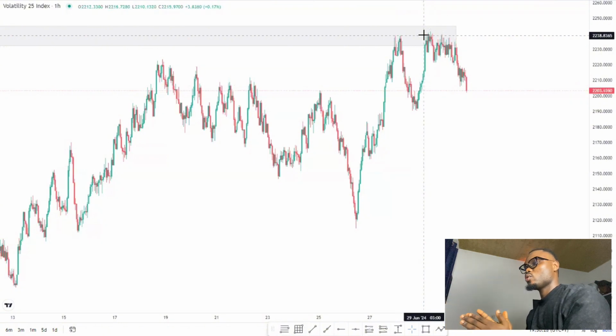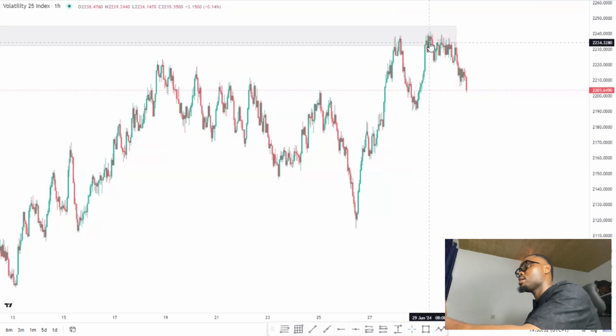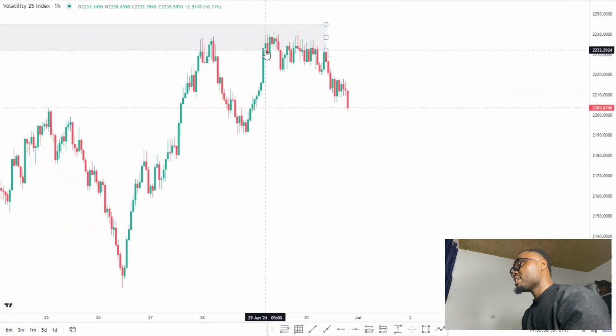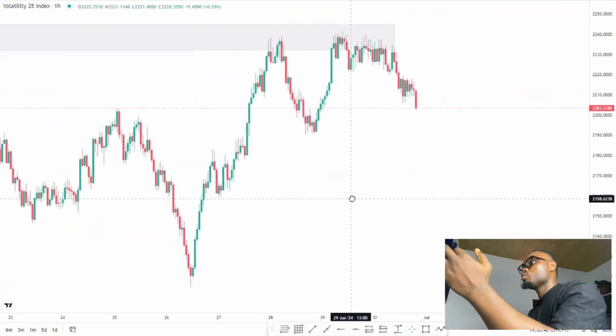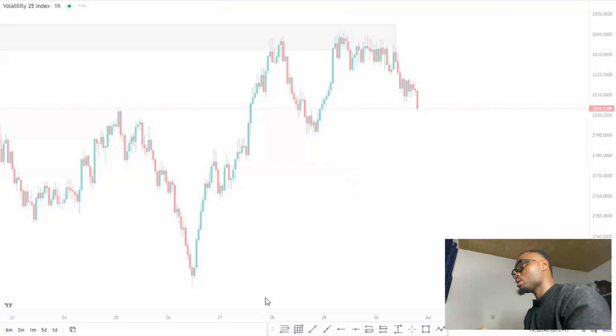And here is where I saw this particular analysis, at around this point when price mitigated for the second time. So this brought me to going all the way to probably the 30 minutes time frame. Let me show you guys.